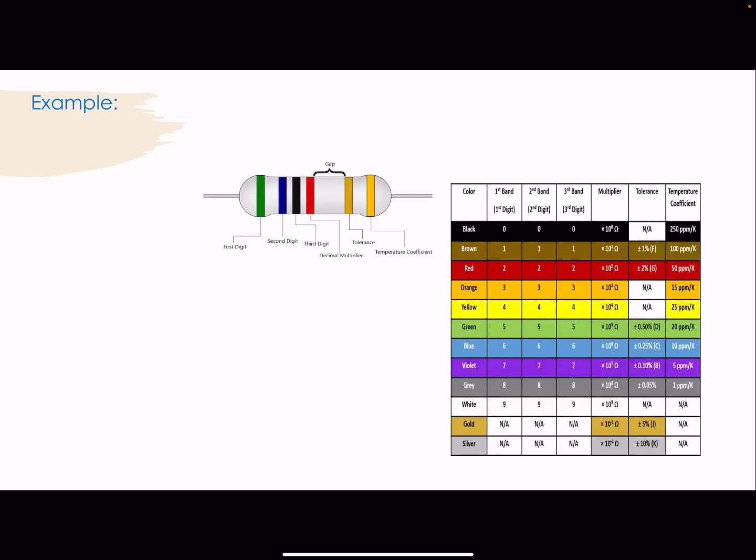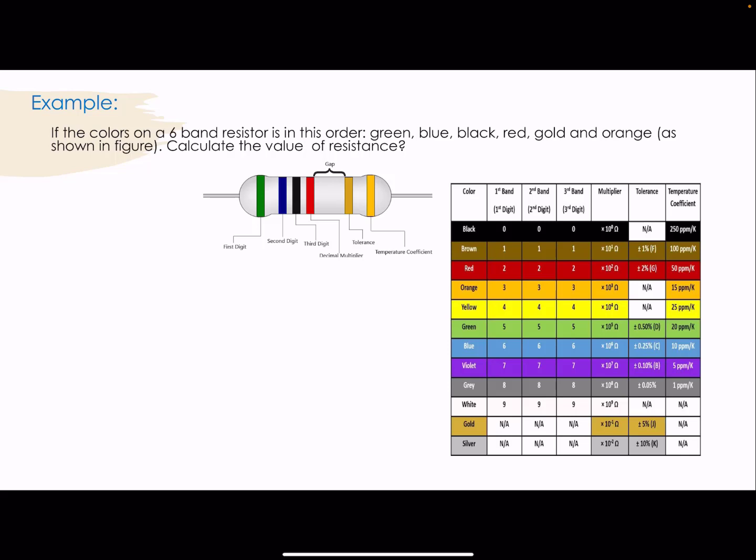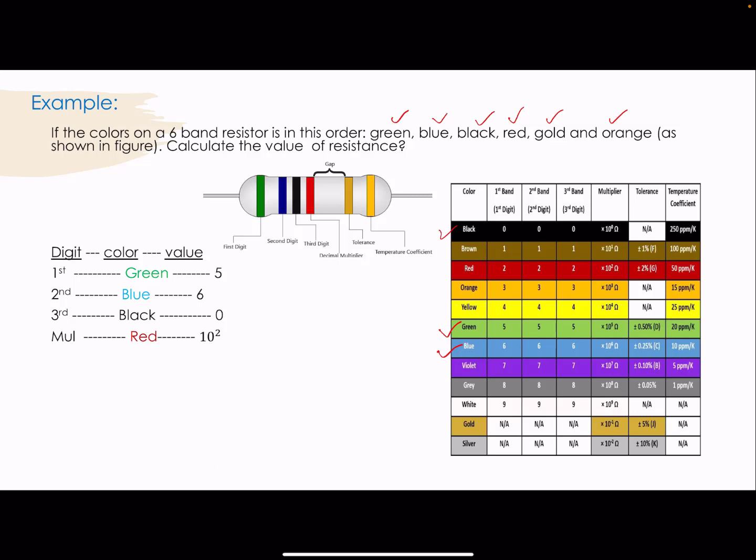Now let us solve an example. The question is, if the colors on a 6-band resistor are in the order green, blue, black, red, gold and orange, then calculate the value of resistance. Now let us solve it. The first color is green and the value is 5. The second color is blue and the value is 6. The third color is black and the value is 0. The fourth one, which represents the multiplier of the resistor, is red and the value is 10 power 2.